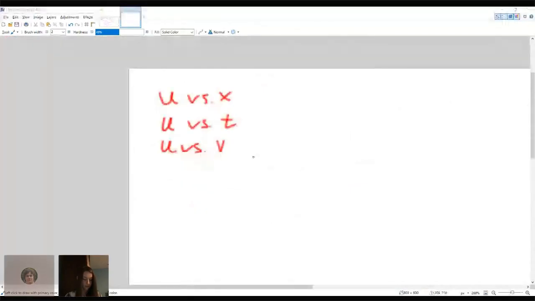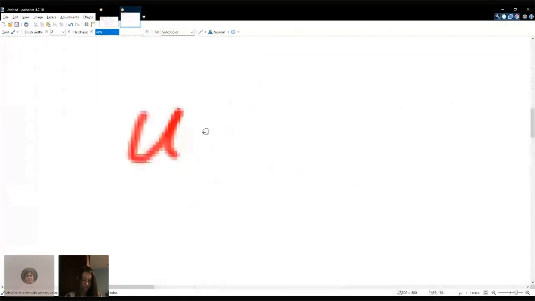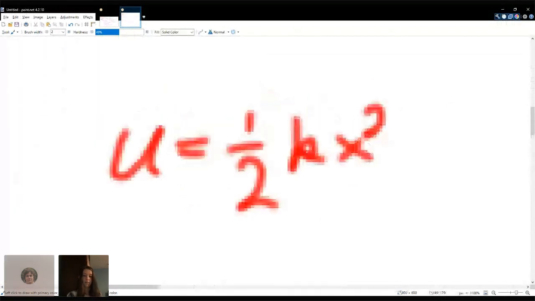So what we have is we have first U versus X. That's kind of the easiest one because that's on your formula sheet. So potential energy for a spring, 1/2 kx squared.